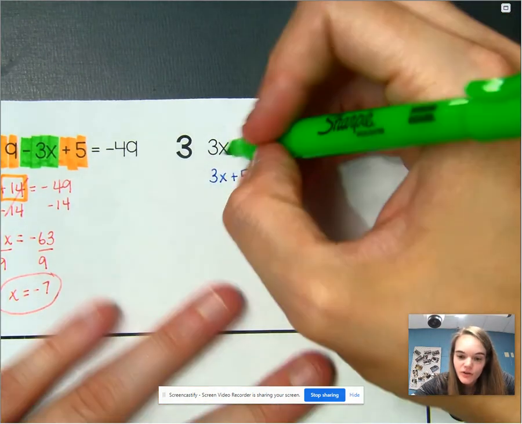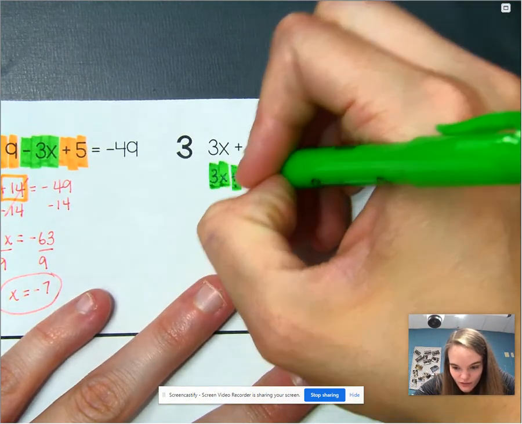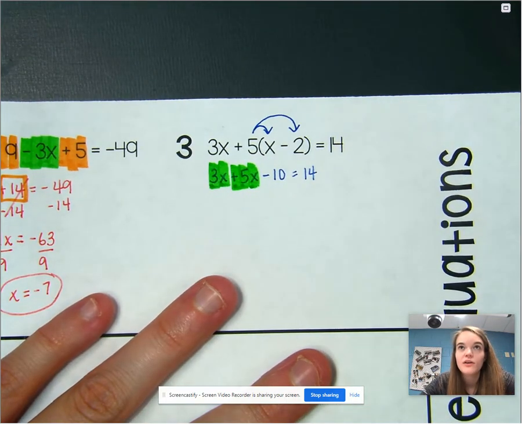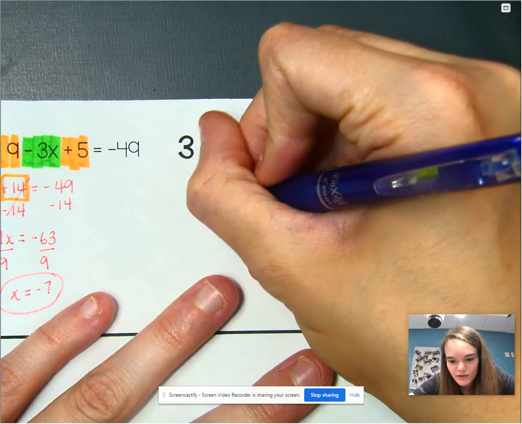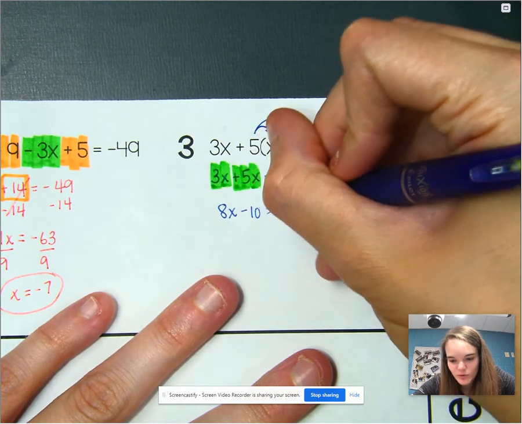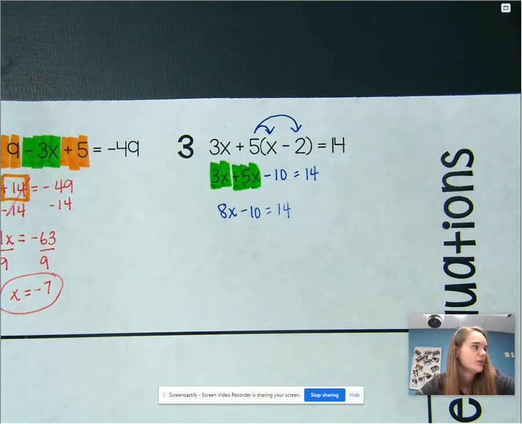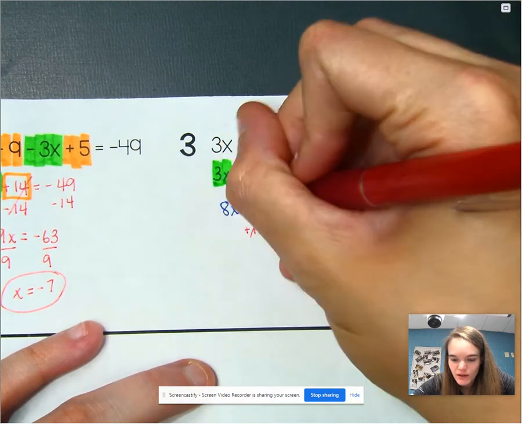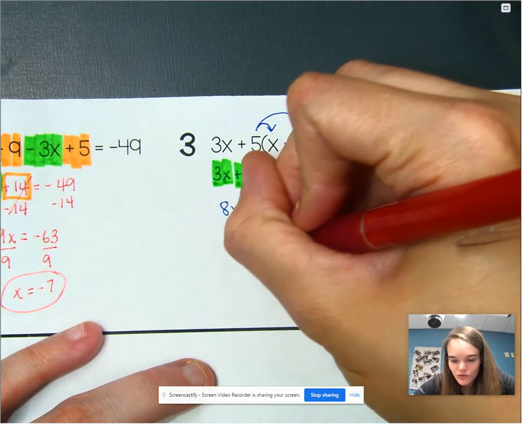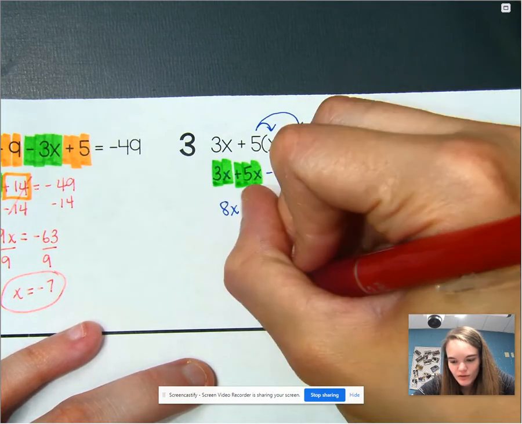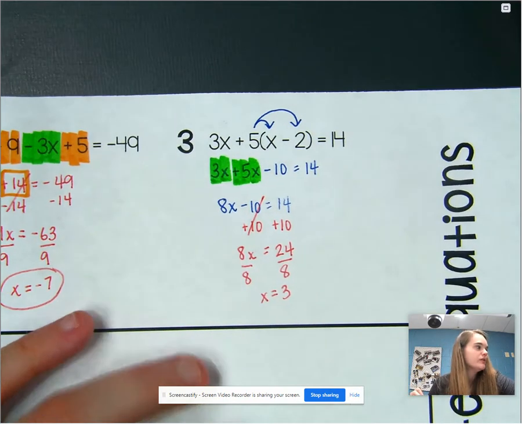Now, like terms, 3x and 5x. 3x plus 5x is 8x. Minus 10 equals 14. I just bring down the negative 10 because it does not have any like terms, okay? Now, add 10 to both sides. 8x equals 24. Divide by 8. X equals 3. Again, you can check if you need to.